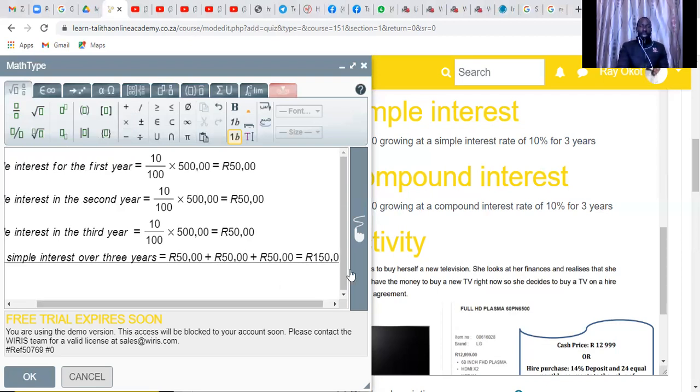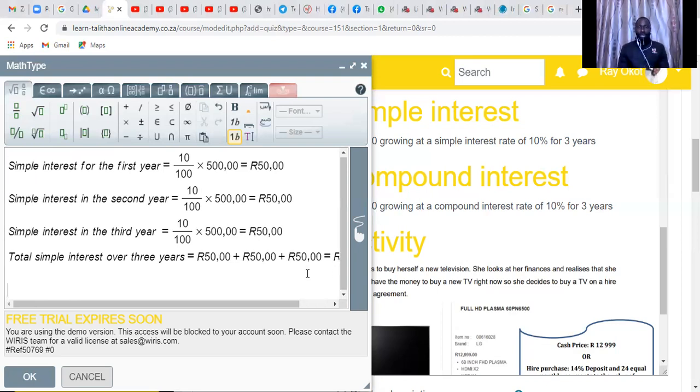Now, how about the compound interest? Well, the compound interest is calculated based on the compounded amount of money. It's like trying to say, in the first year, interest is going to be earned. That interest is added onto the principal, onto the original amount of money. Then that new amount of money is used to calculate the interest for the following year, okay?